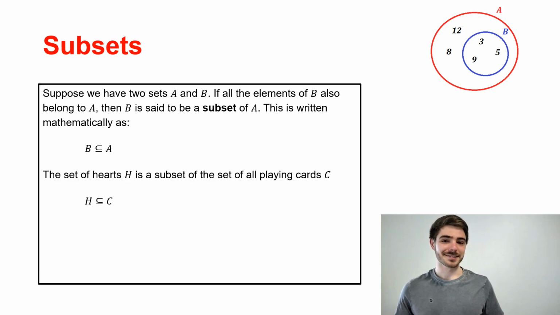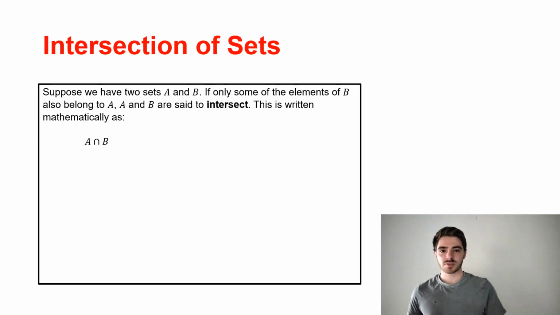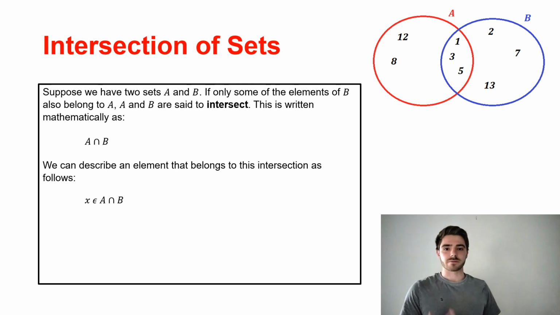It wasn't my idea. Now we can talk about intersection of sets. Suppose again we have two sets A and B. If only some of the elements of A and B exist in both sets, then we say that A and B intersect. This is written mathematically using this expression, which reads A intersection B. Again, we have a Venn diagram to show what this looks like visually. Notice how the elements 5, 1 and 3 all belong in the middle, that intersection area, and all the other elements belong outside that set.